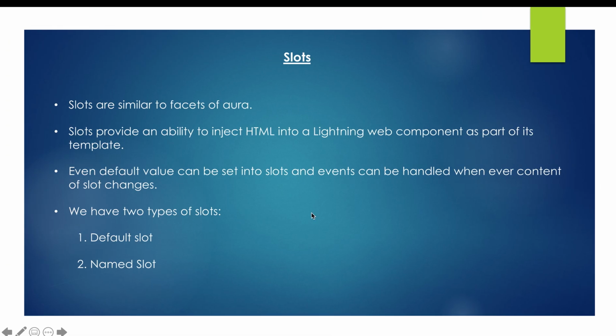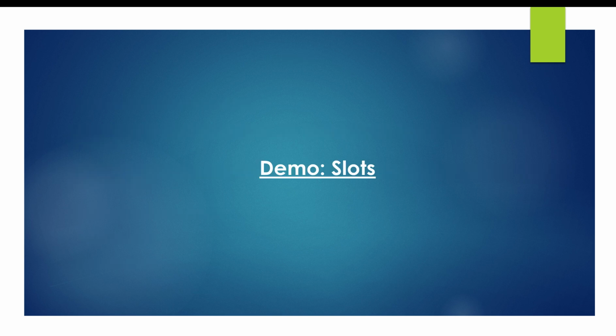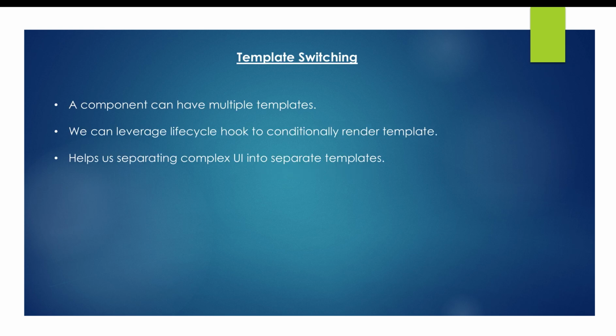Let's go back to our slide. Good with slots. Demo slot is already done. Let's move to our next slide, which is on template switching. What is template switching? The best part is, a component can have multiple templates. We can leverage lifecycle hooks to conditionally render templates, which helps us separate complex UI into separate templates. Let's look into the code and see how it works. My next slide says demo template switching.